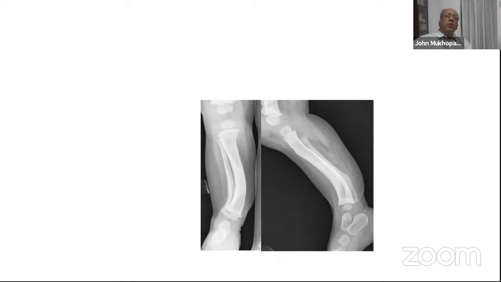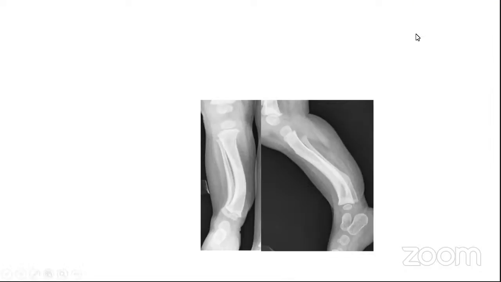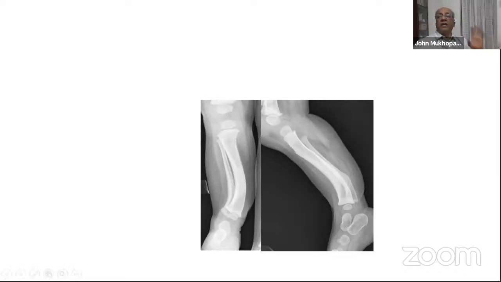So what's the natural history? If you know the problem, you'll know the natural history, and the natural history will tell you what you should be doing. Sumit, what is the natural history of posteromedial bowing of the tibia? Does it fracture? No, sir. It is not prone to fracture, unlike anterolateral bowing.